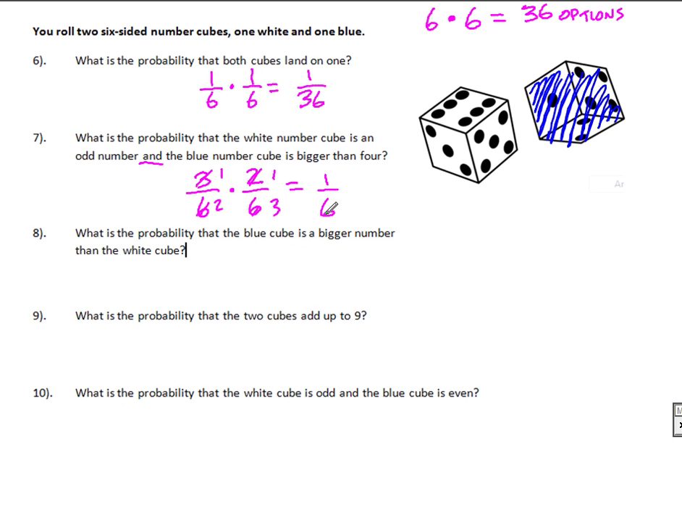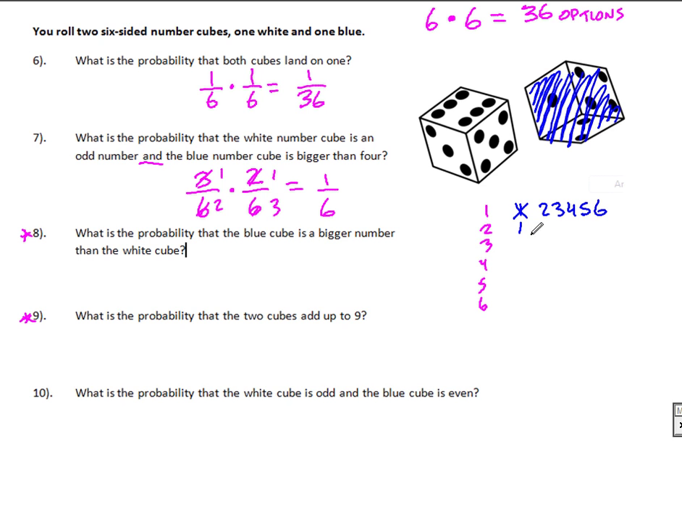Next one is probability that the blue cube is bigger than the white cube. 8 here and then 9 as well are ones that you really can't just do any simple multiplying or adding. I kind of want to list these ones out. So for the blue cube to be bigger than the white cube, well, my white options are 1, 2, 3, 4, 5, and 6. For the blue cube to be bigger than a 1, it can't be a 1. That doesn't work, but it could be a 2, 3, 4, 5, or 6.